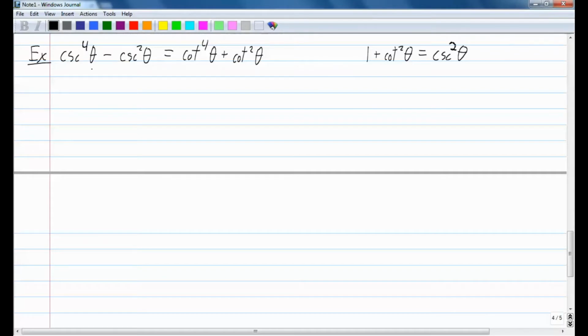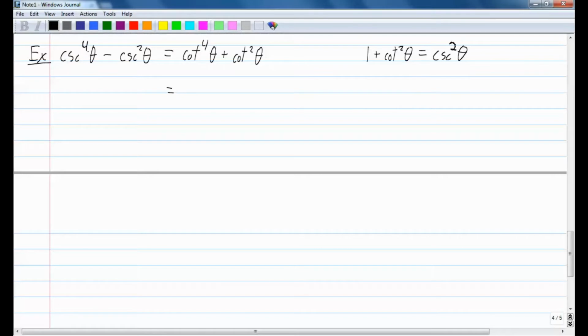Alright, now usually with an identity we want to work with the more complicated side. Here they're both about the same, so you can pick and work with either side. I'm just going to work with the left side because the way that identities are written, most of the time you just work with the left side. That's how they're presented in the book.